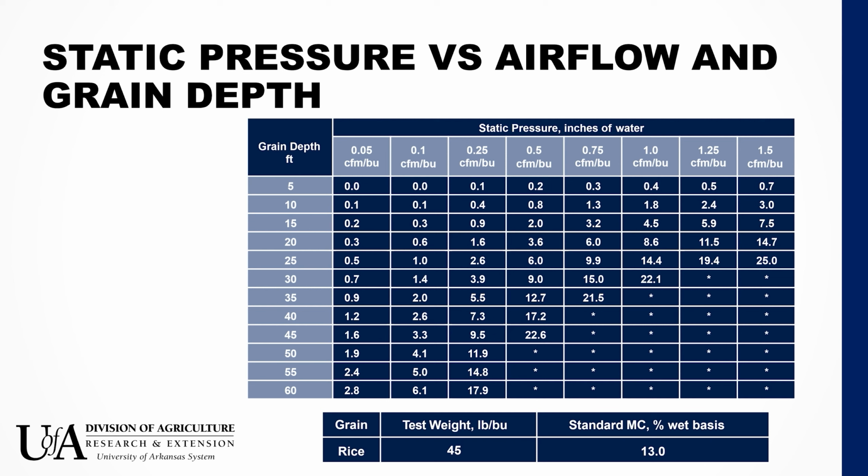So for instance, if we have grain at a depth of 20 feet and we are pushing in air at 1 cubic foot per minute per bushel, for rice we would expect that to develop a static pressure of about 8.6 inches of water. Now it is important to know that this will depend on the grain type. It will also depend on the grain moisture content. So this chart here is established for a standard moisture content of 13% wet basis. If you change that moisture content, you would expect the static pressure values to shift a little bit.